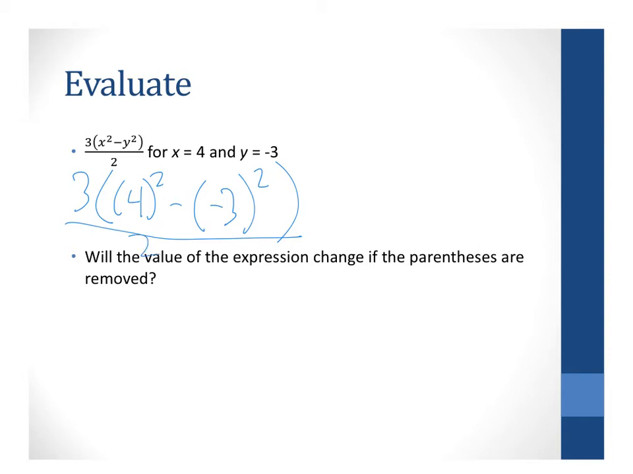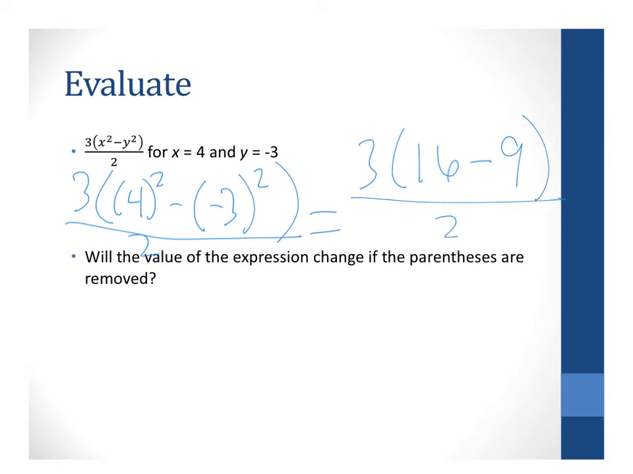So let's simplify this. Well, first, parentheses, innermost parentheses. So our innermost would be like this guy here and this guy here. And then we go to the exponents. Since there's no operation in these parentheses or in these parentheses, now we go to our exponents. 4 squared is 16. So I'm going to have 3 times 16 minus, and then negative 3 squared. So we're talking negative 3 squared is 9.